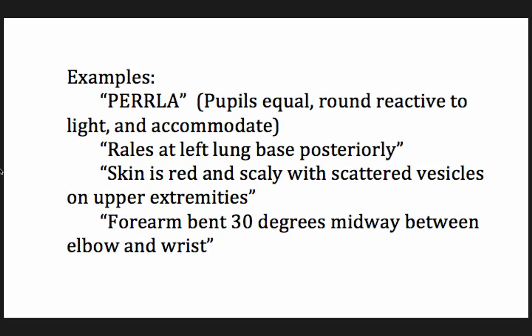Examples include PERRLA, a common acronym standing for Pupils Equal, Round, Reactive to Light, and Accommodate. This is part of the neurological examination. Rales at the left lung base posteriorly, information obtained by listening to the lungs with a stethoscope. Skin is red and scaly with scattered vesicles on upper extremities. This is clearly simply observation. Forearm bent 30 degrees, midway between elbow and wrist. Also observation.